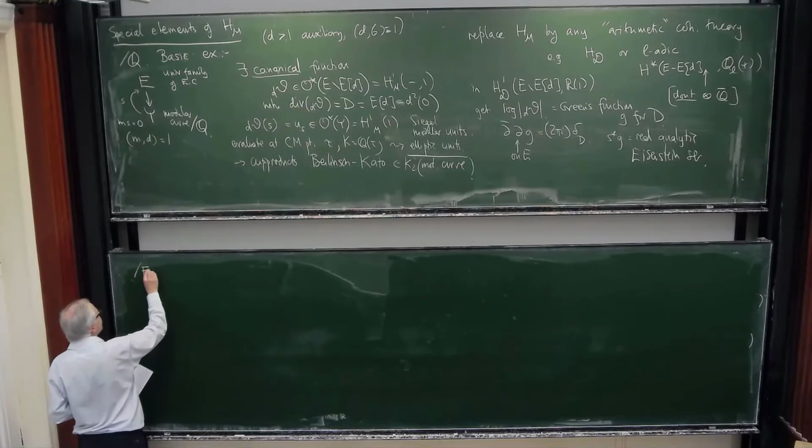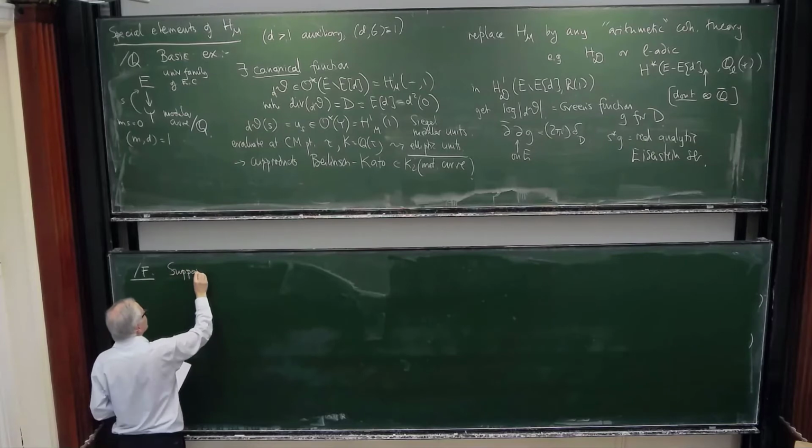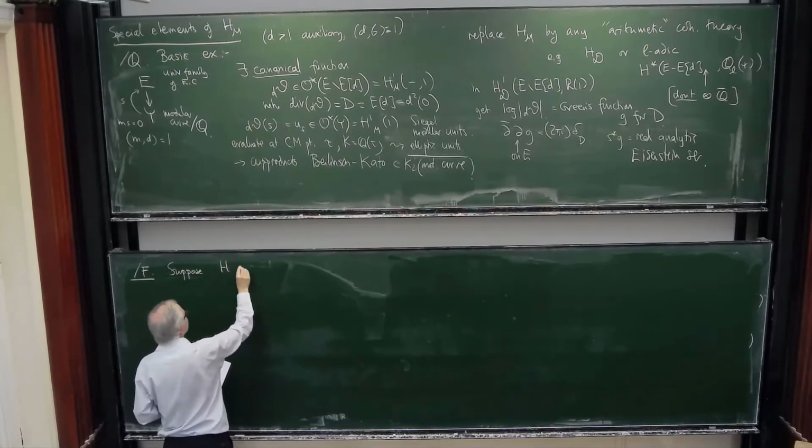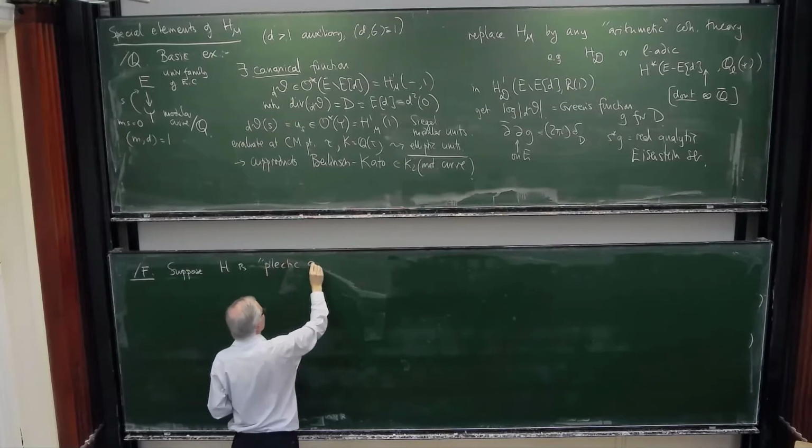So now over F, we'll assume that H is some sort of plectic arithmetic cohomology.